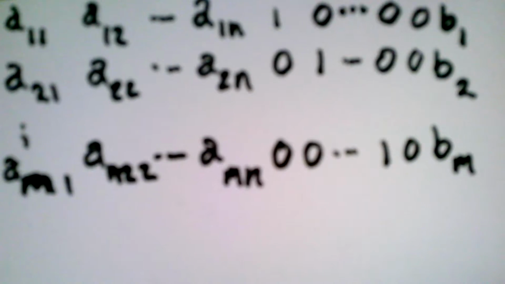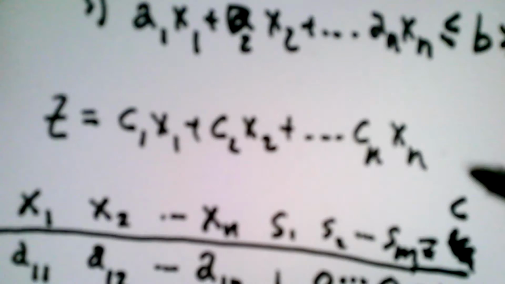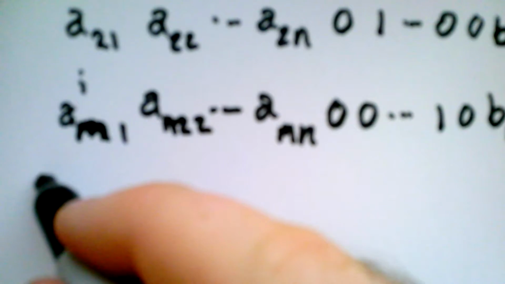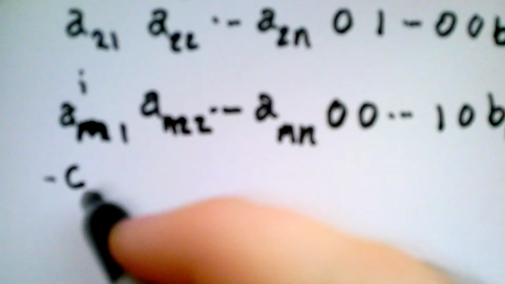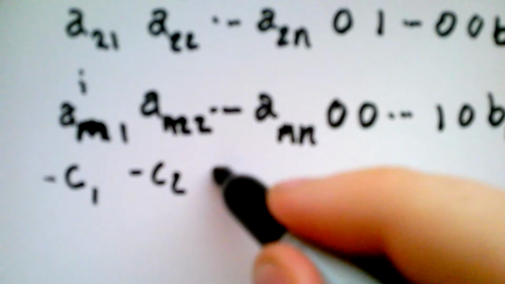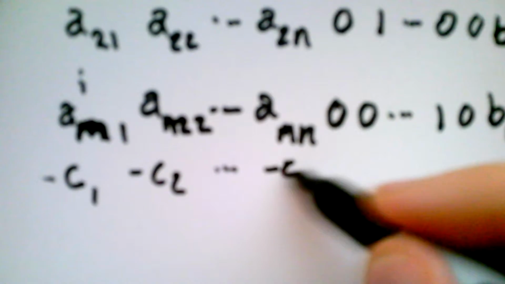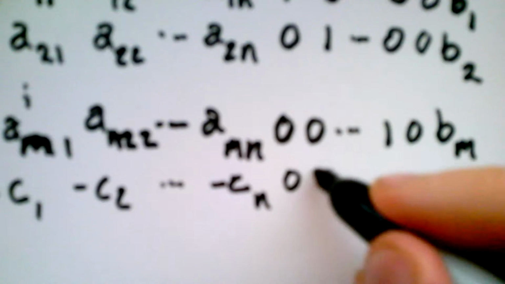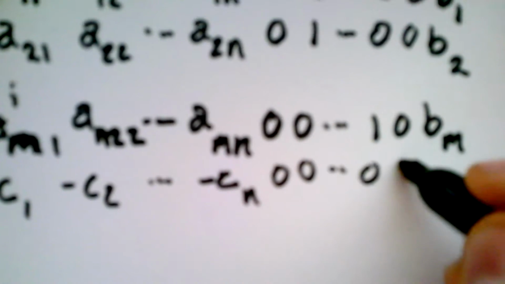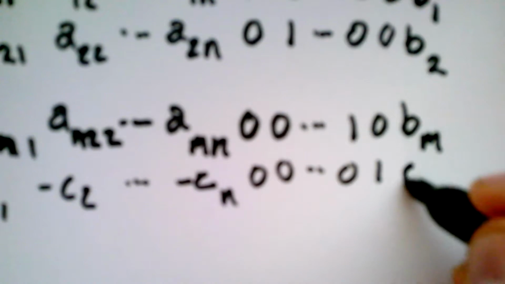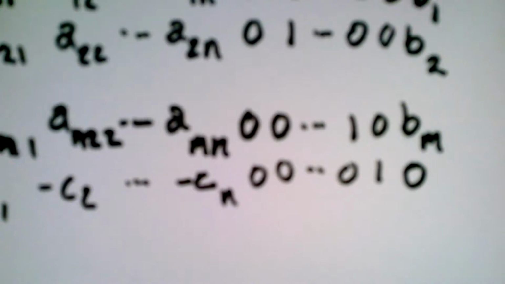And now what we do is we look at our function to be maximized, which is this z equals c1x1 plus c2x2 up to cnxn. These go in negatively, so negative c1, negative c2, up to negative cn, 0 in all of the slack variables, 1 for the z, and a 0 over here, because we didn't have a constant.